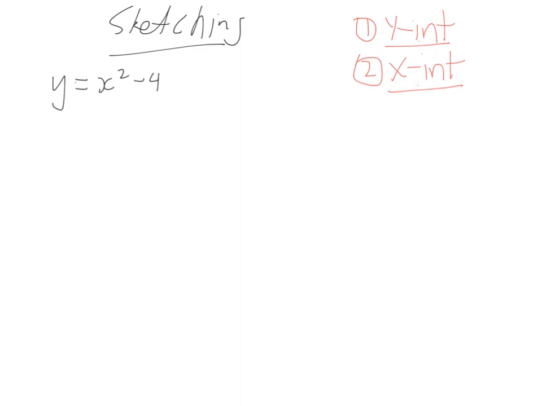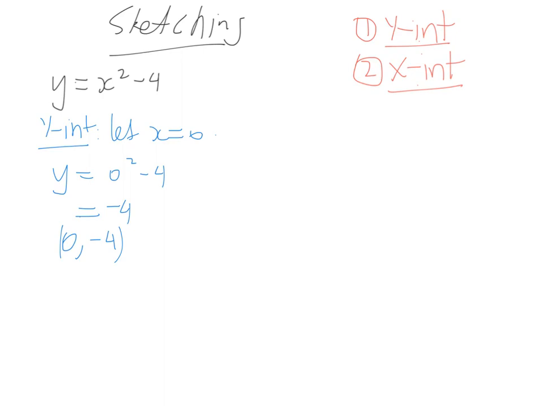So here, what we're going to do, I'm going to put a heading. I'm going to find the y-intercept. I'm going to say y-int, and I'm going to say let x equal 0. So from there, y equals 0 squared minus 4. So from there, it equals negative 4. So we've got a y-intercept of (0, -4).